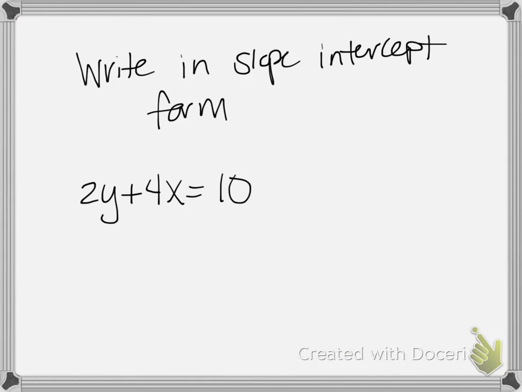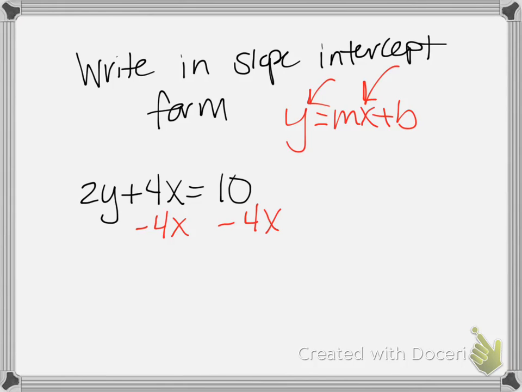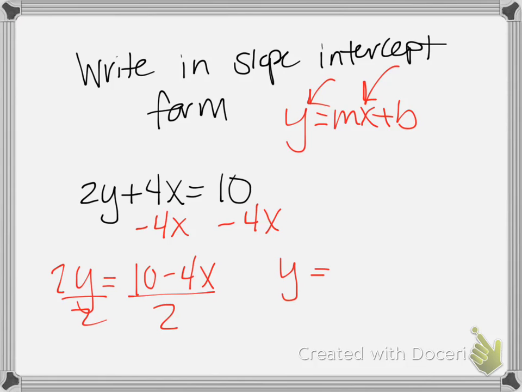Right now it's not in slope-intercept form, so I need to get it to be y equals mx plus b. So I need my x here, and I need my y by itself. So I'm going to subtract 4x. So I'm going to get 2y equals 10 minus 4x. Divide everything by 2. What you do to one side, you do to everything on the other side. So I got y equals 5 minus 2x now.